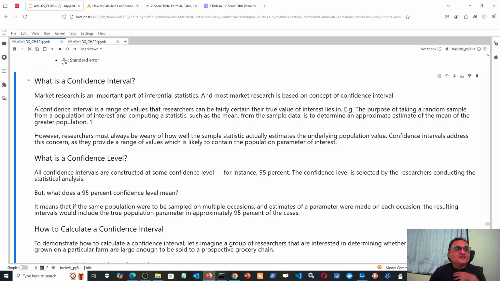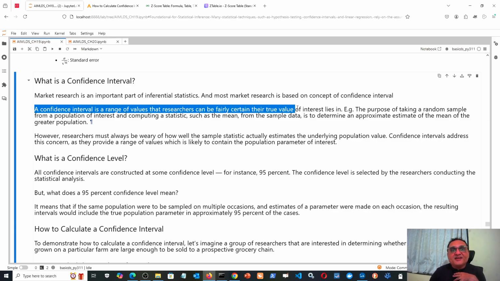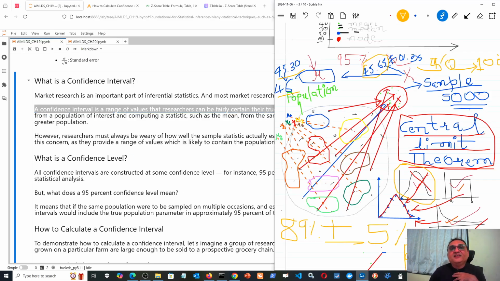First, what is a confidence interval? A confidence interval is the range of values in which the researcher can be fairly certain that the true value of interest lies. What is the meaning? Here, I was not at all interested in my sample. I was interested in getting statistics related to my population, that is, I was interested in finding this parameter, the population mean. But unfortunately, my population is very large, maybe 2 million customer observations, and it is so diverse that finding the mean of that population is not feasible.